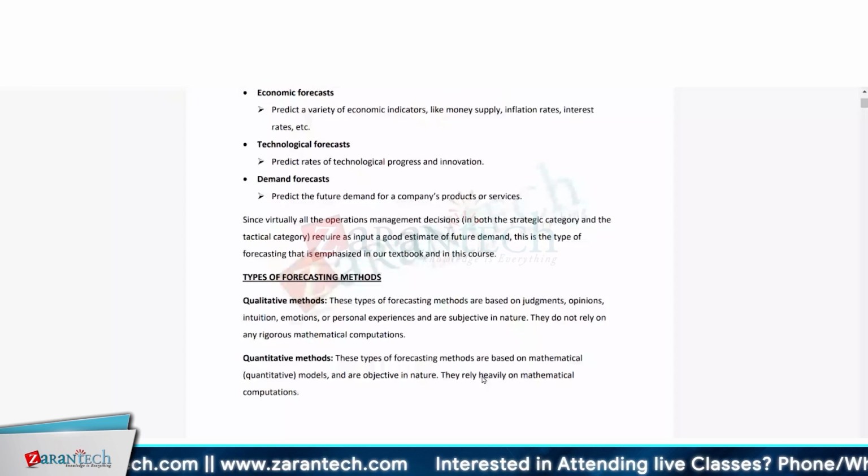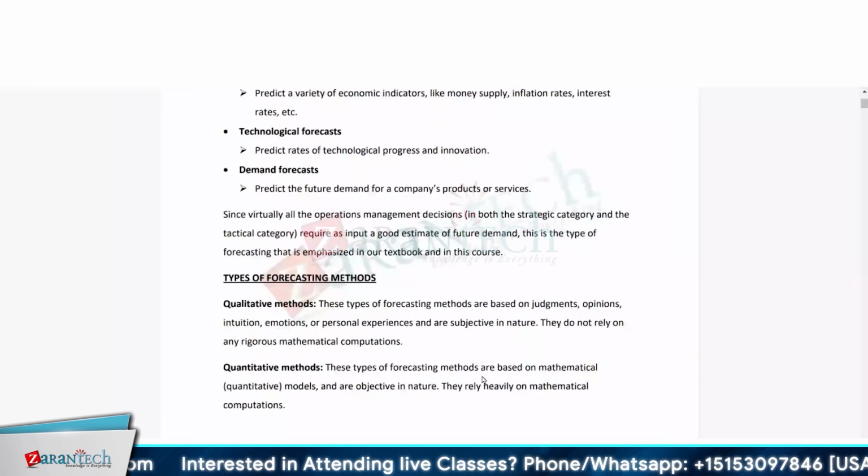So, in a broader nutshell, there are two major types of forecasting methods. One is called the qualitative method, and the other is called the quantitative method. What do qualitative and quantitative methods mean? In qualitative methods, the forecast is majorly done through a judgment, an opinion or an emotion. So this is basically a judgment.